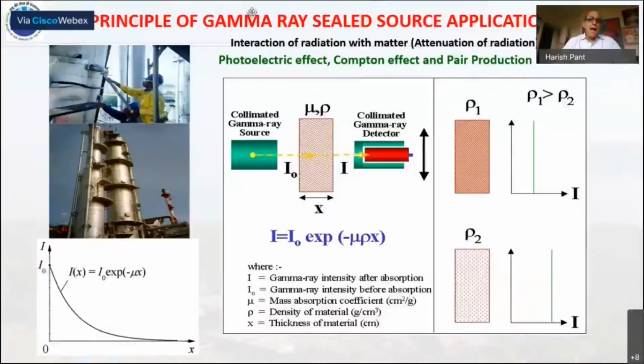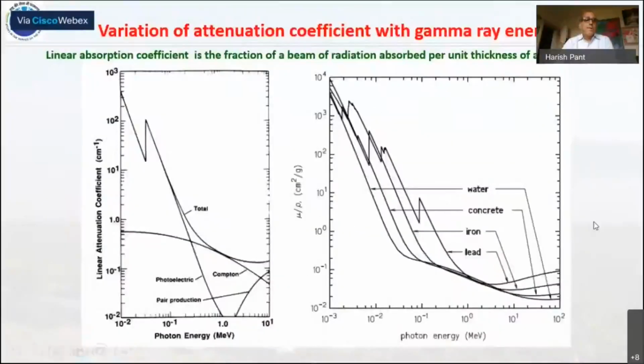So most of the gamma ray sealed source techniques, sealed source applications in industry, they all are based on this law of attenuation of radiation by matter. You can see the linear absorption coefficient, how the linear absorption coefficient varies with the energy of the gamma radiation.